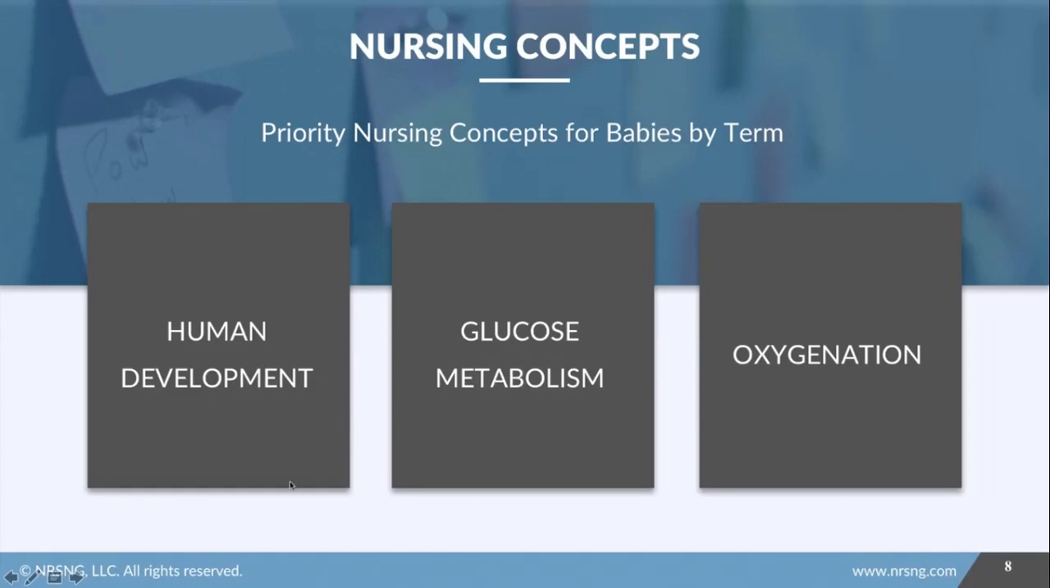Human development, glucose metabolism, and oxygenation are concepts because this all deals with the development, and we are very concerned with blood sugar and oxygenation on these kids.